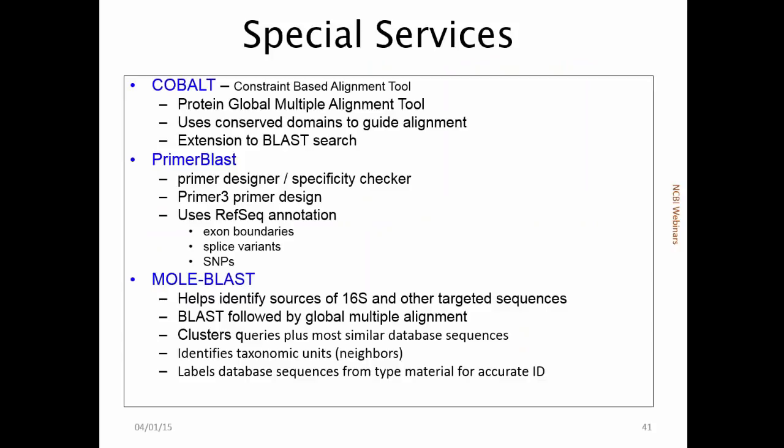One of them is Cobalt, and Cobalt is another acronym like BLAST. Cobalt stands for Constraint-Based Alignment Tool. This is NCBI's global multiple alignment tool. It's the only one that we have written. It uses conserved domains to guide the alignment. Almost all of these multiple alignment tools use some kind of strategy to start out your initial pairwise sets and expand that to a multiple sequence alignment. It's an extension of BLAST.